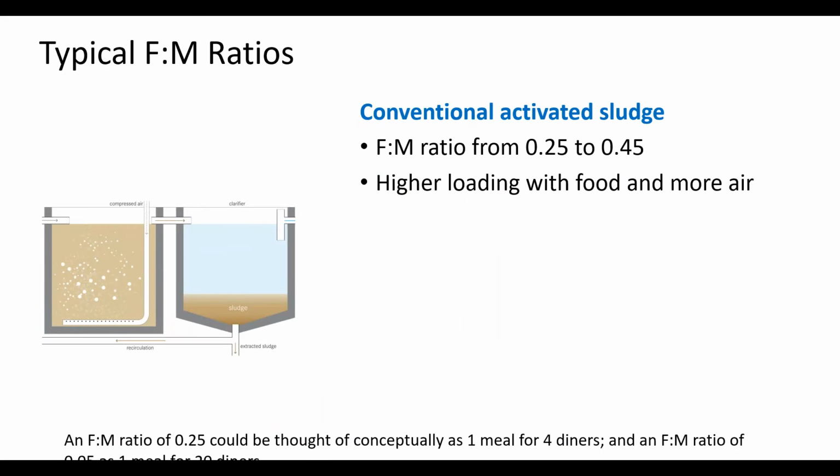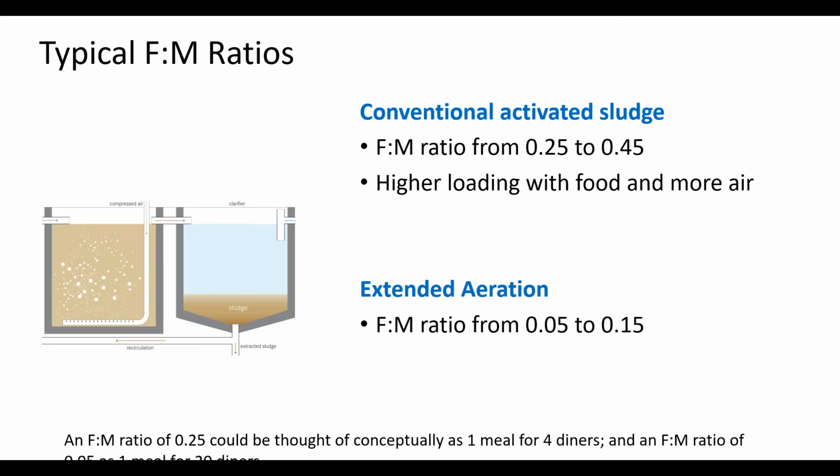In general, for conventional activated sludge, the FM ratio is 0.25 to 0.45. That's the range depending on the type of plant. It's not going to range that far for your individual plant, but as plants go, depending on how they're designed, there's a range. Basically, conventional activated sludge, you have a smaller footprint, you're processing more food, adding more air, compared to extended aeration, which has a lower FM ratio, less food, more microorganisms, and a lot longer holding time for solids.